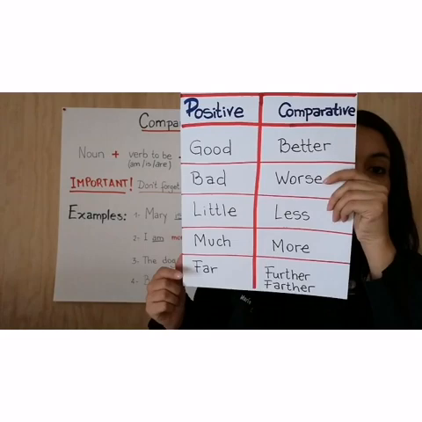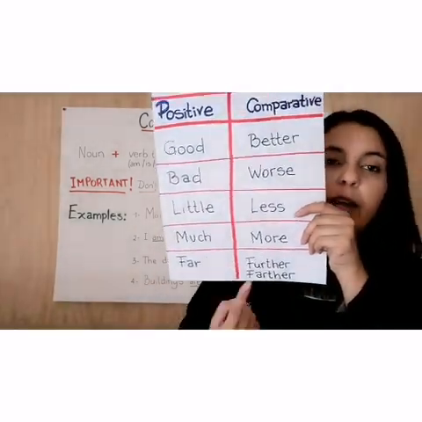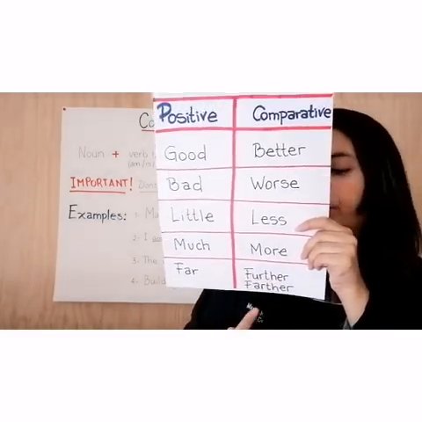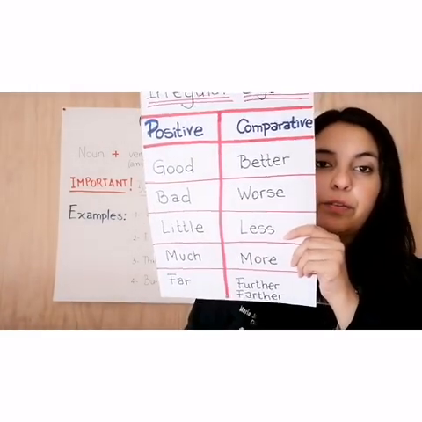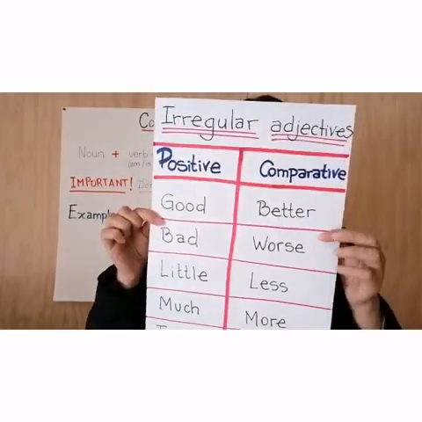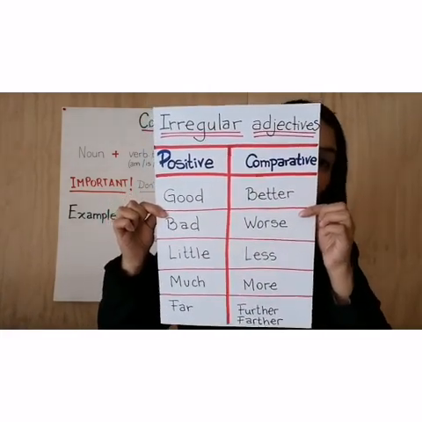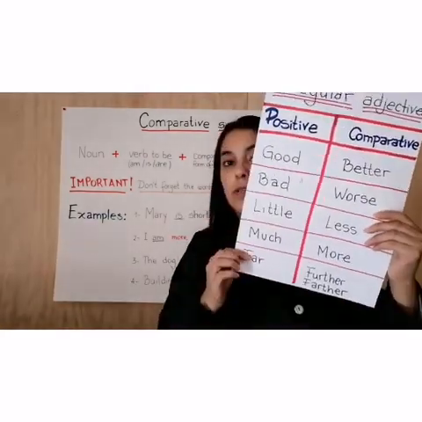And the last one is far. The comparative is further or farther. They are synonyms. Further, farther. So please remember these irregular adjectives because you cannot follow the previous rules that we learned with these ones.